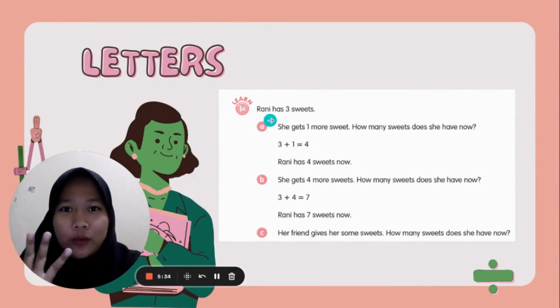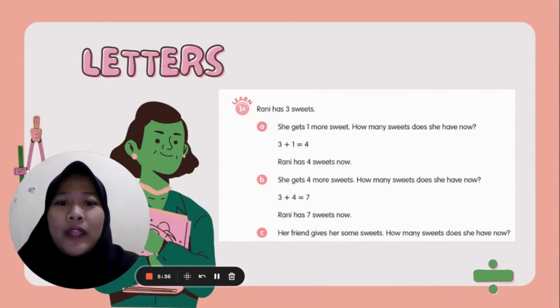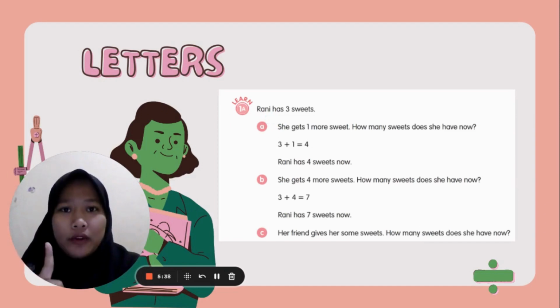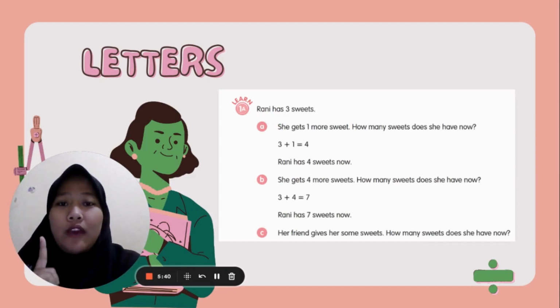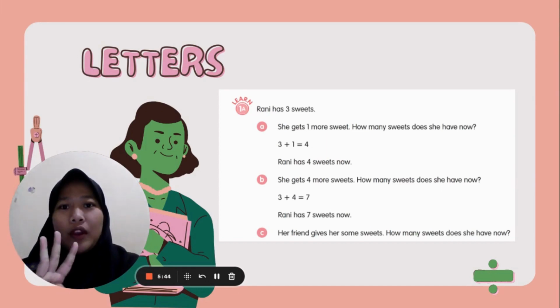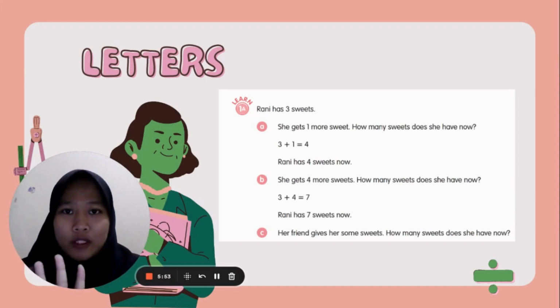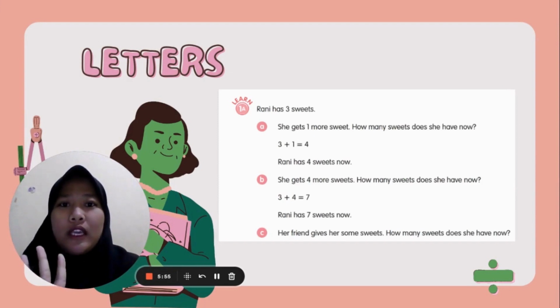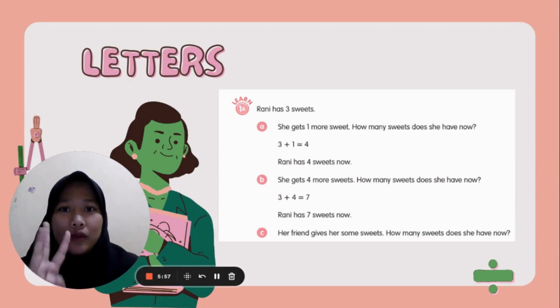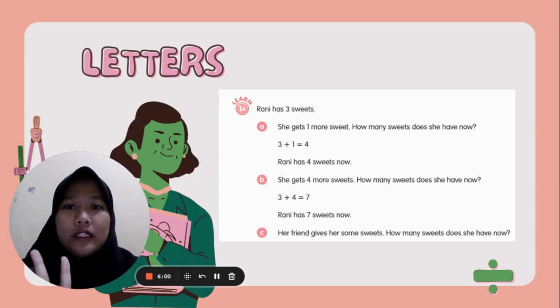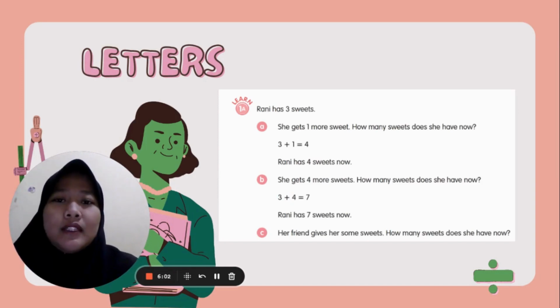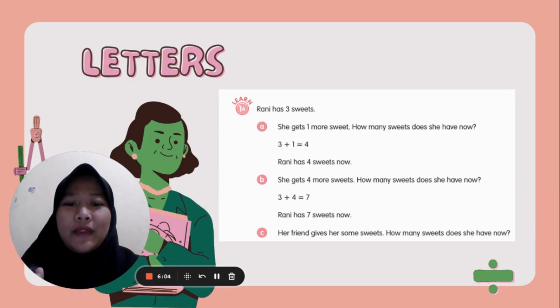Rani has 3 sweets. Okay, keep it in mind. Now, she gets 1 more sweet. How many sweets does she have now? It is easy. You just need to add 3 and 1. So now, Rani has 4 sweets. Good job. Now, if she gets 4 more sweets, how many sweets does she have now? So 3 plus 4 is equal to 7. It means Rani has 7 sweets now.